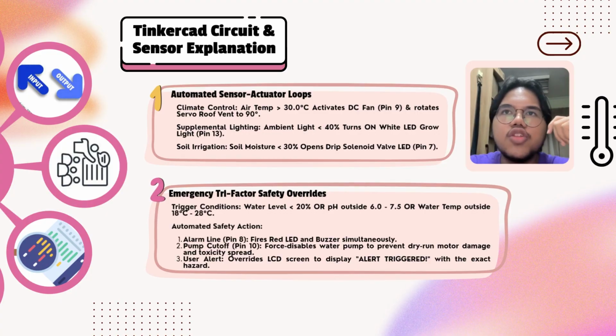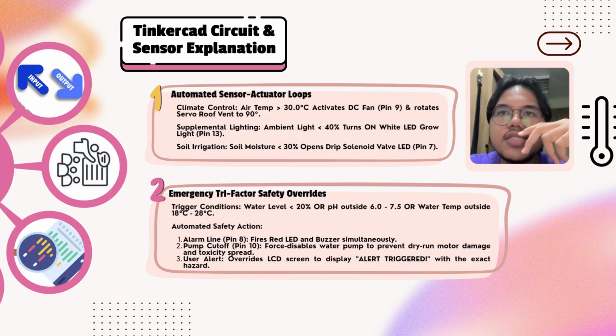Next, for the circuit loops, we have automated sensor actuator loops. We have climate control, which is when the air temperature is more than 30 degrees, it will activate the DC fans and also rotate the servo roof vent. And when the ambient light, which is sunlight, is less than 40%, it will turn on the white LED grow light. And when the soil moisture is below 30%, it will open the drip solenoid valve.